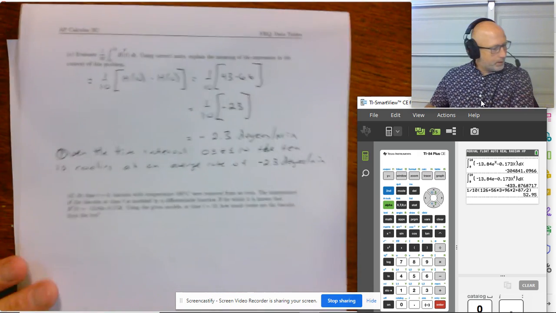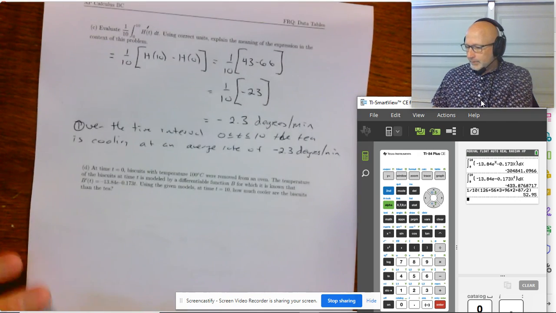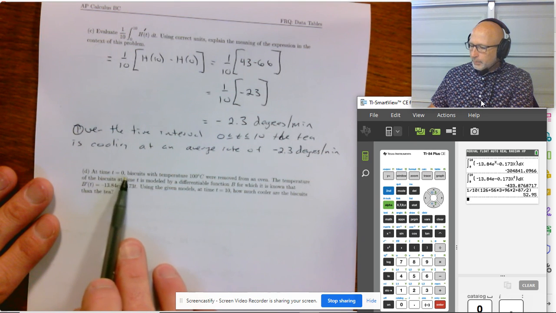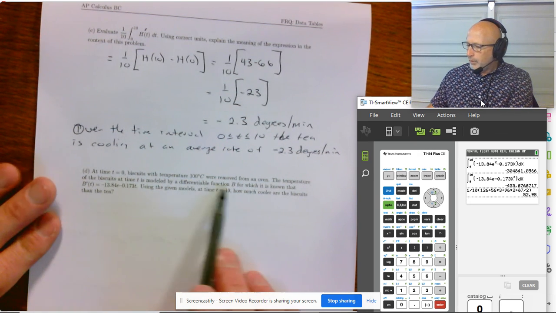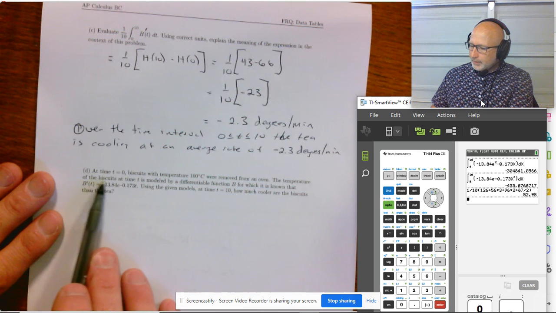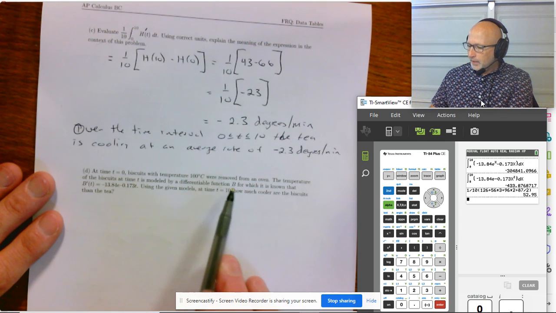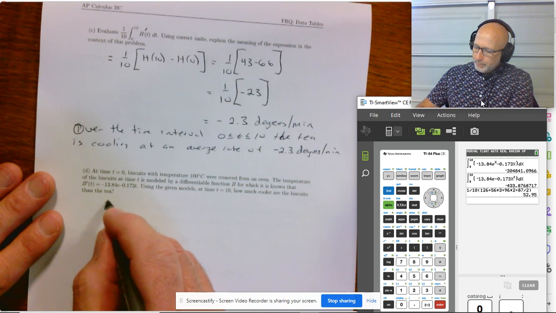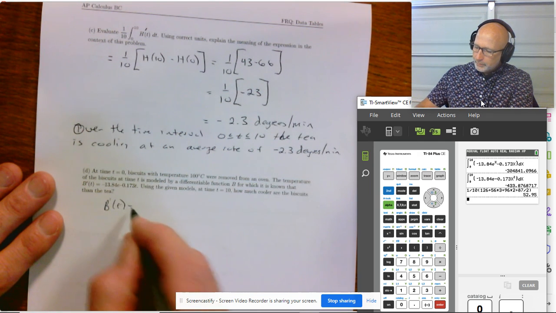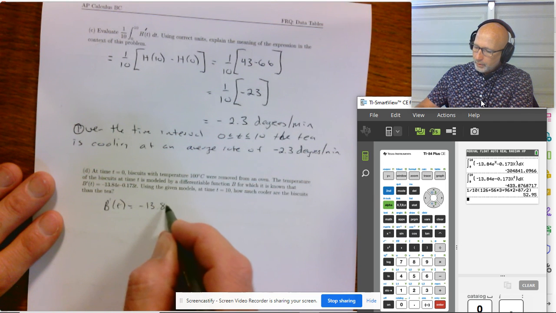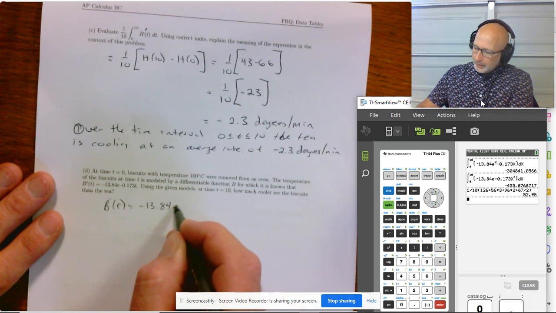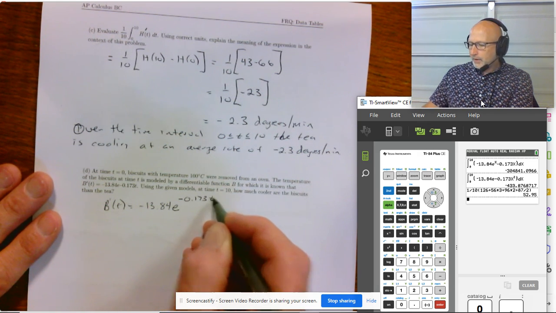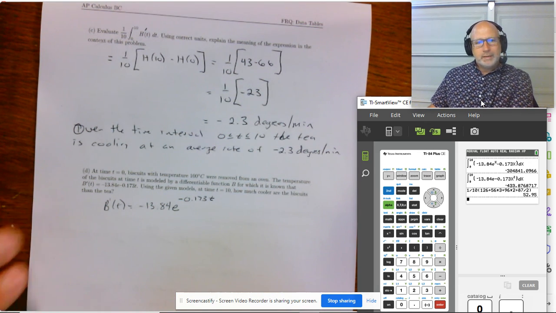Okay, D. And once again, I thought I corrected this, but evidently I didn't. So at time t equal to 0, biscuits with a temperature of 100 degrees are removed from an oven. The temperature of the biscuits at time t is modeled by the differentiable function b, for which it is known that, this is wrong, it should be b prime of t is equal to negative 13.48 e to the negative 0.173 t power. It's supposed to be raised to that power. For some reason, it didn't get put there.